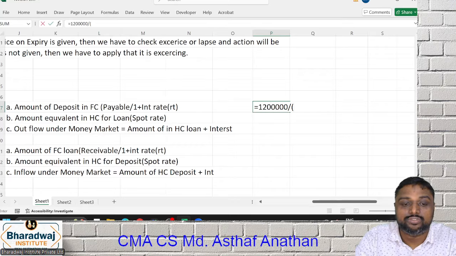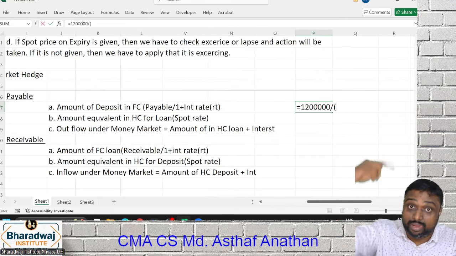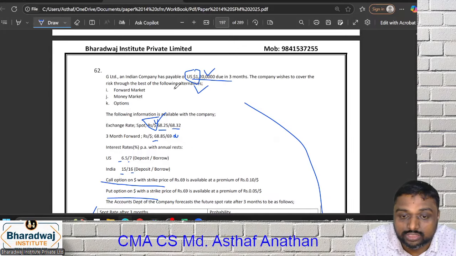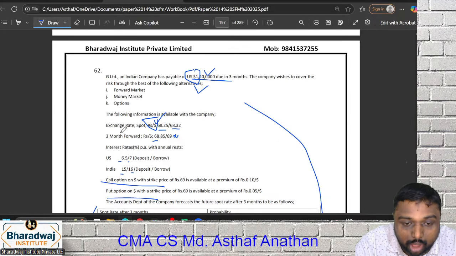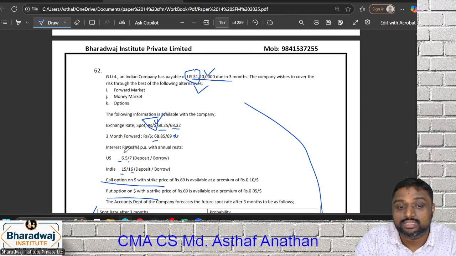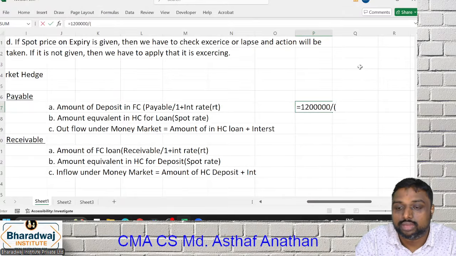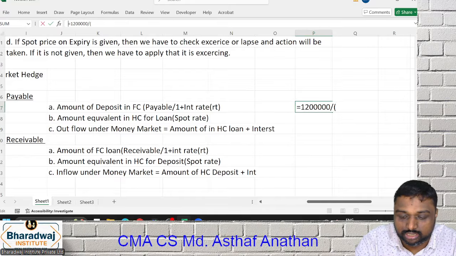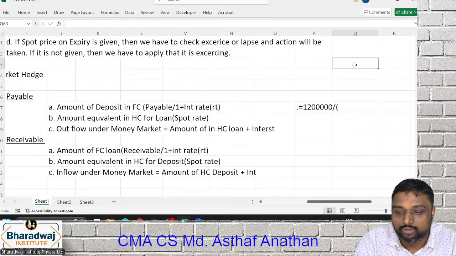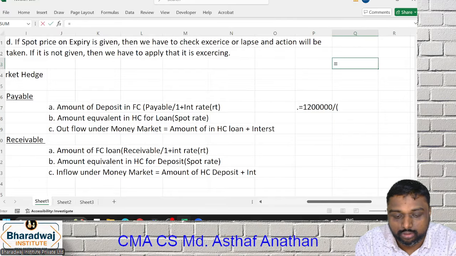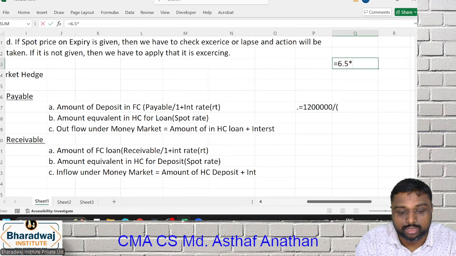Interest. What is the interest, friends? So you have to make an amount of deposit. So foreign currency is what? Your dollar only. So the deposit rate there, what is the rate, friends? US dollar deposit is 6.5. How many months? 3 months. So the 3 month deposit rate we have to check. See, your 6.5 into 3 months, so 3 by 12. It is 1.625.